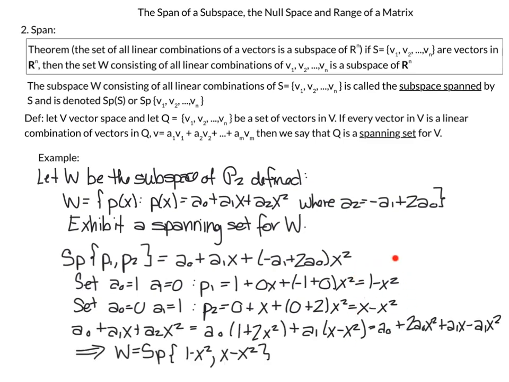And now when I take a linear combination of my p1 and p2, so I have a naught times p1 plus a1 times p2, you can see that's equal to a naught plus 2a naught x plus a1x minus a1x squared, which means my term for x naught is equal to a naught, which is what I wanted. My term for the x is just a1, which is what I wanted. And my term for the x squared is 2a naught minus a1, which is exactly what I wanted for w. So therefore, my 1 minus x squared and my x minus x squared vectors span the space of w.